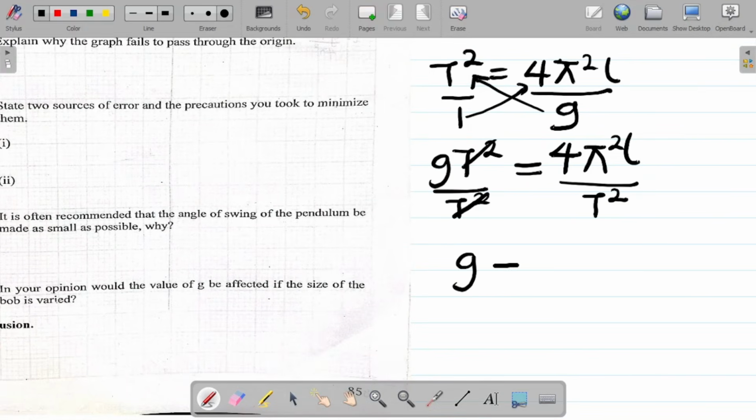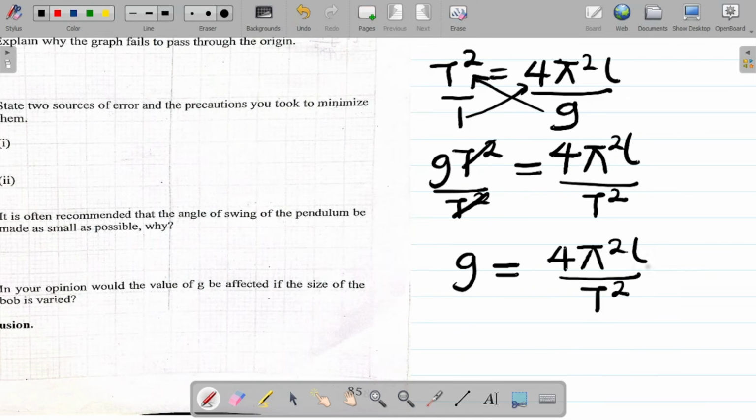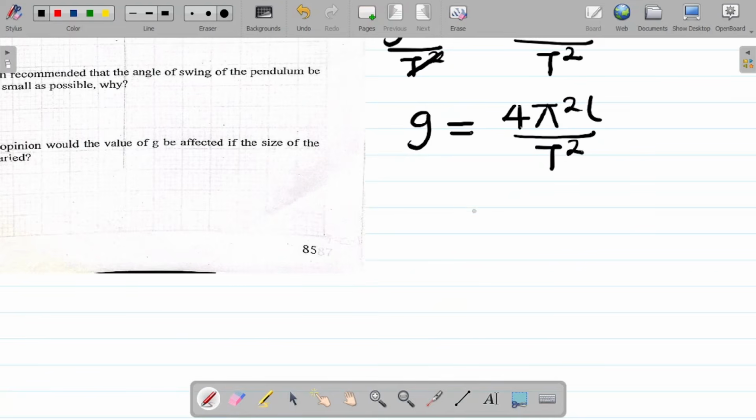So G will be equal to 4 pi squared L all over T squared. But something looks familiar here. Go back to my graph, observe that I have something that looks like L over T squared. That's this one here, which was the slope. That means I'll come back here, I'll express this equation in terms of L over T squared. If I express this in terms of L over T squared, what do I get? I'll have that G is equal to 4 pi squared into L all over T squared.